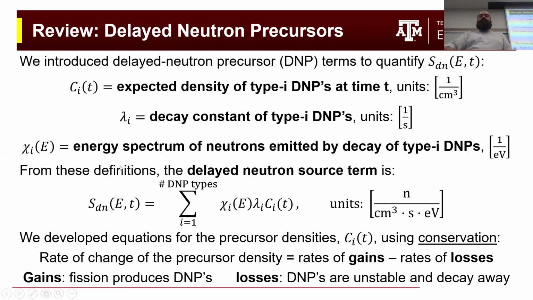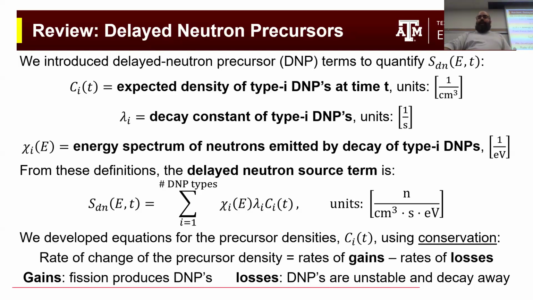And we introduced an energy spectrum for the neutrons that come out of delayed neutron precursors, because the fission process is different from the decay process. So you have a different energy spectrum describing the energy of the neutrons that come out of these decays, which is distinct from the energy of the neutrons that come out of fissions. And then we realized that if we multiply these three quantities together, that gives us an energy dependent neutron rate density. It tells us the number of delayed neutrons per unit volume, per unit time, and per unit energy that are coming from our delayed neutron precursors.